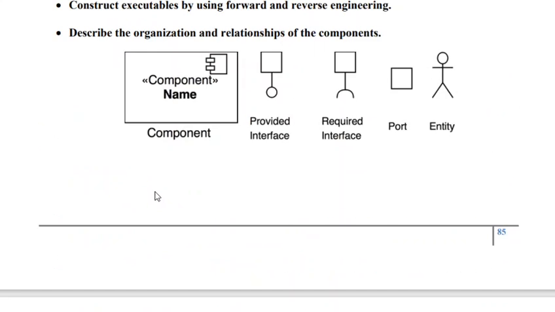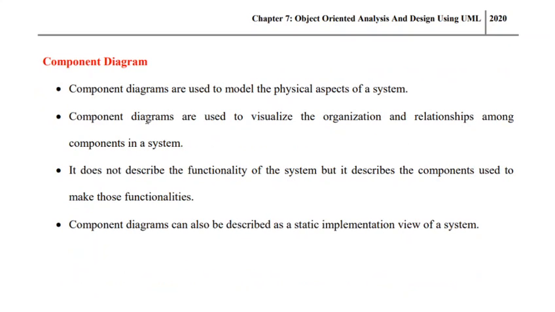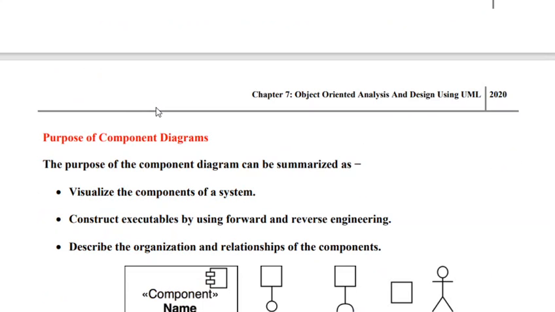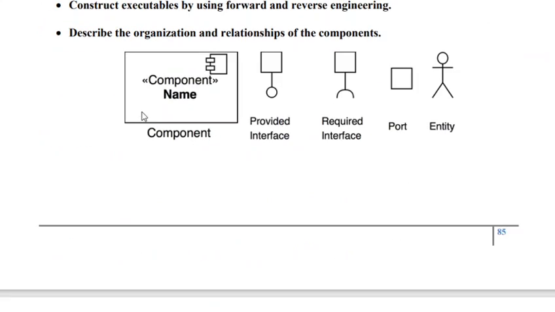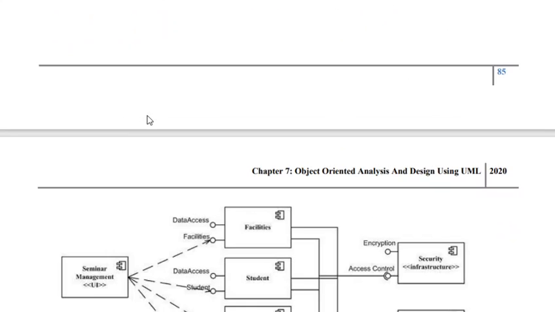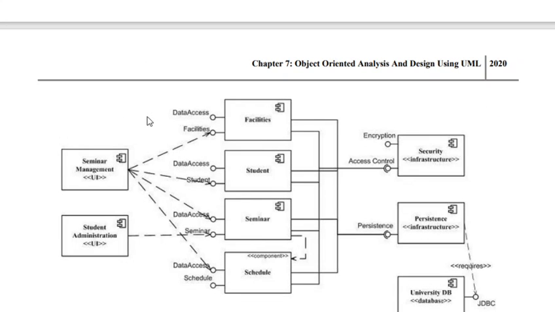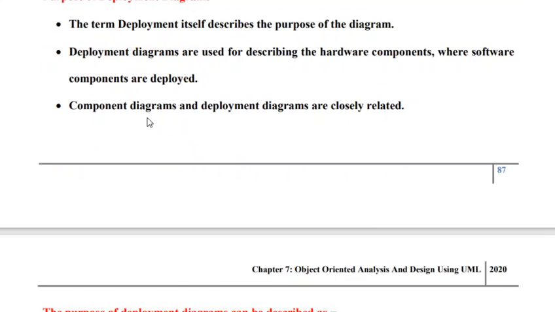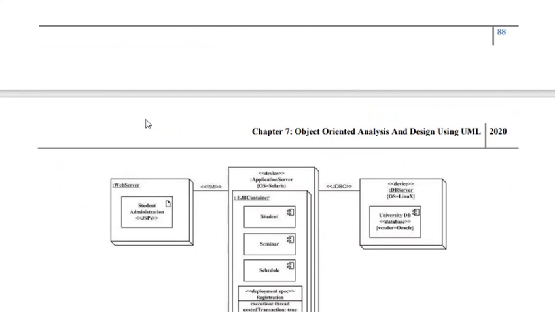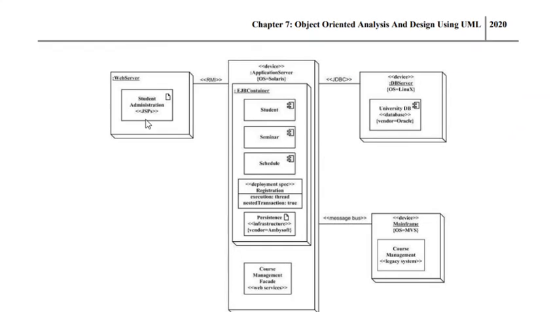So in today's class, we have learned what a component diagram is. We have learned about the various purposes of a component diagram. We have learned about the various notations that are used in a component diagram. We have learned about the component diagram with the help of an example. Then we moved on to the deployment diagram. We tried to discuss the importance of the deployment diagram. We tried to discuss the purpose of the deployment diagram, and then we tried to learn about the deployment diagram with the help of an example.